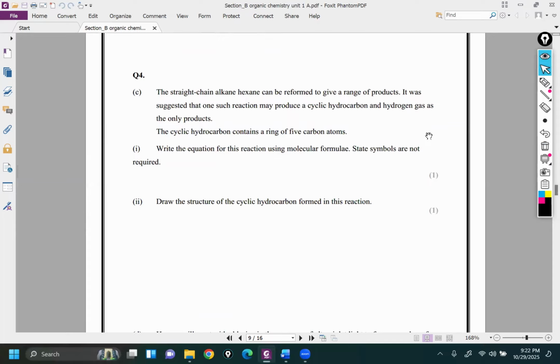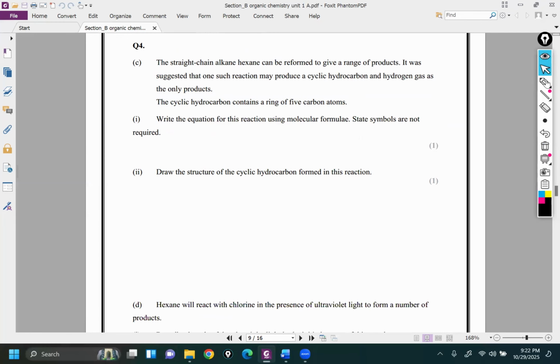Now, question number 4. The straight chain alkane hexane can be reformed to give a range of products. It was suggested that one such reaction may produce a cyclic hydrocarbon and hydrogen gas. A is the only product. The cyclic hydrocarbon contains a ring of 5 carbons. Now, keep in mind it was hexane, and it is giving a cyclo compound but with 5 carbons. Write the equation for the reaction using the molecular formulae. State symbols are not required.